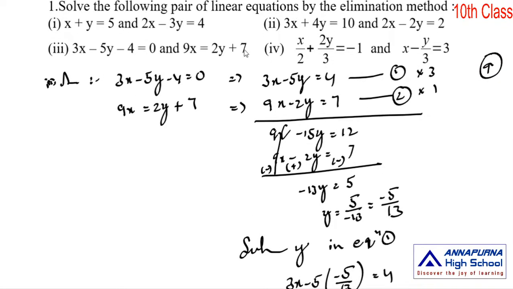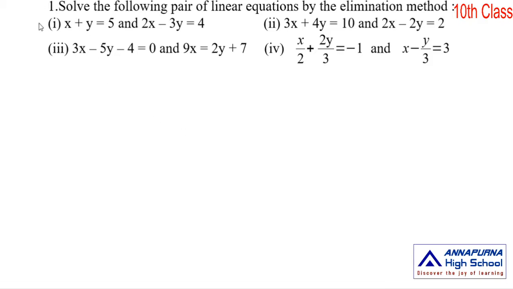And when you come to the fourth pair, the given equations are x by 2 plus 2y by 3 is equal to minus 1, and the second equation is x minus y by 3 is equal to 3. Okay, is there any difference you observe? Yeah, there is a difference.